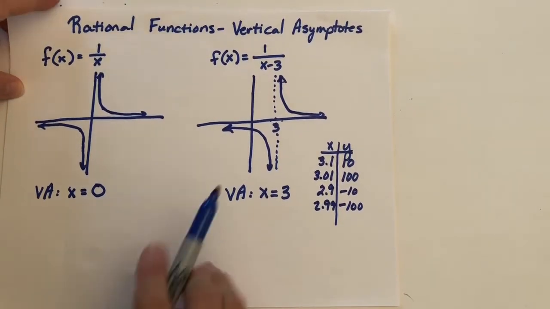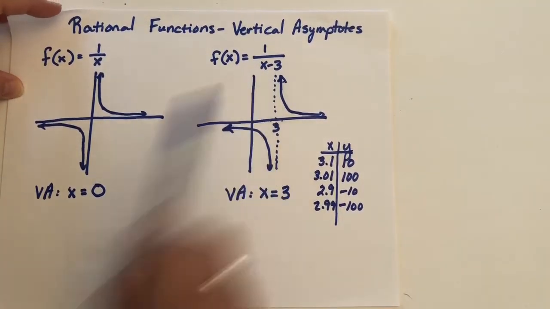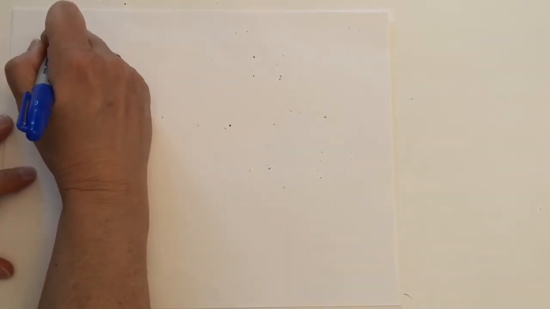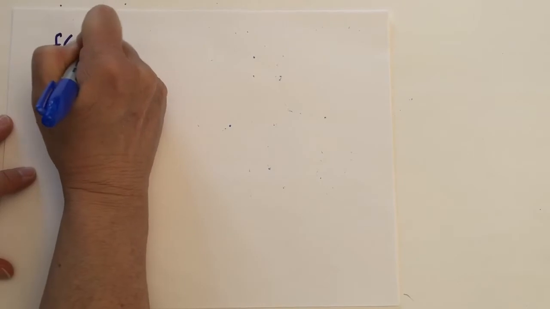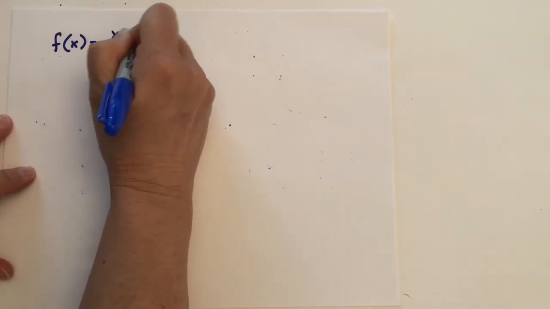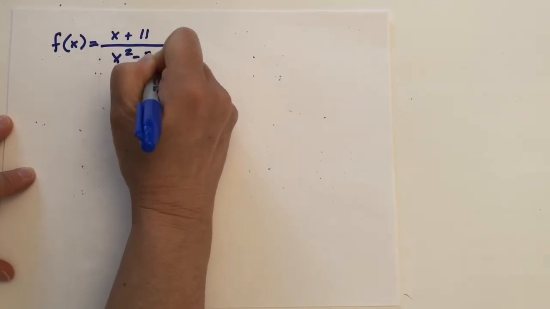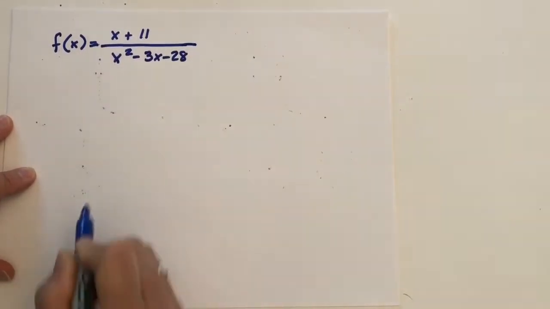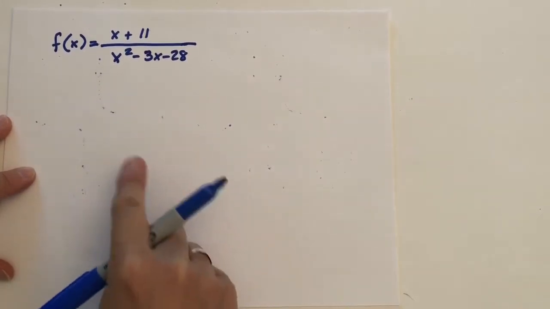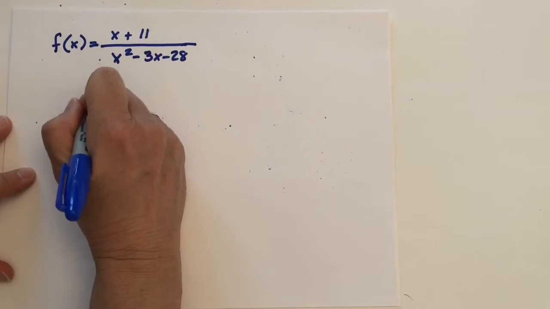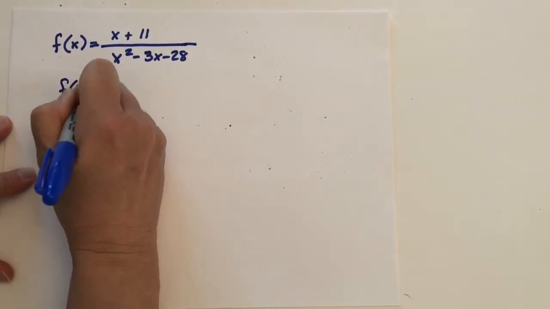Using this idea that the vertical asymptote comes from when the denominator equals 0, here's our next problem. Let's find the vertical asymptotes for f of x equals x plus 11 over x squared minus 3x minus 28. Now to find where the denominator equals 0 here, I'm going to factor. So the function would look like this.